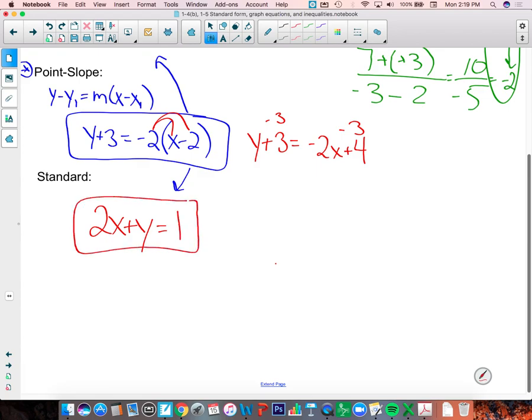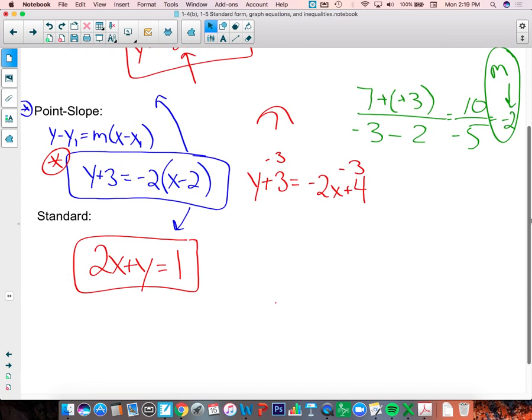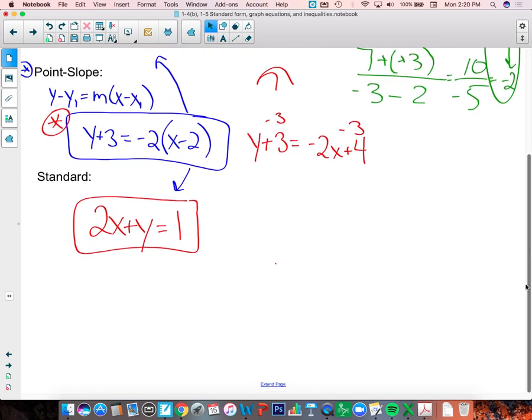Okay, so I would recommend starting with point slope form and then changing it after that. Okay, because it's not too bad once you get one of the forms. So there are your 3 forms for this line that goes through those 2 points. I have slope intercept, point slope, and standard form. Okay?